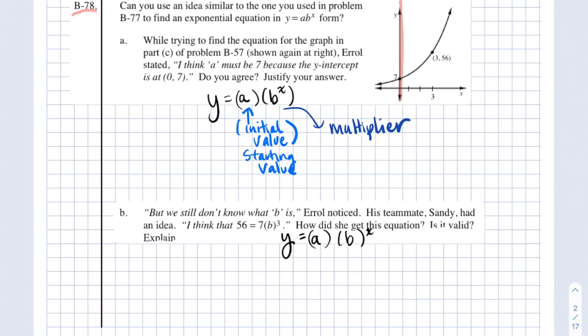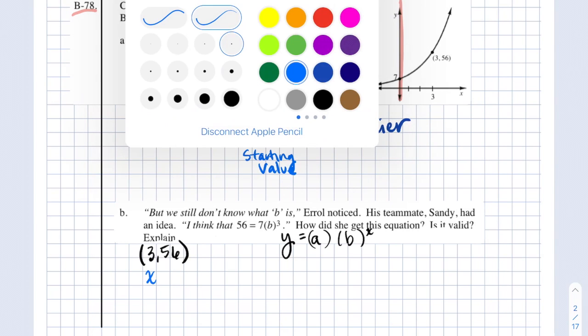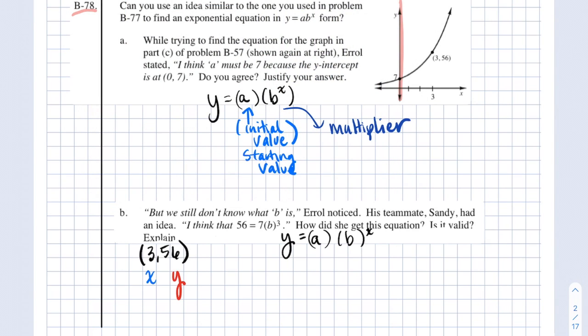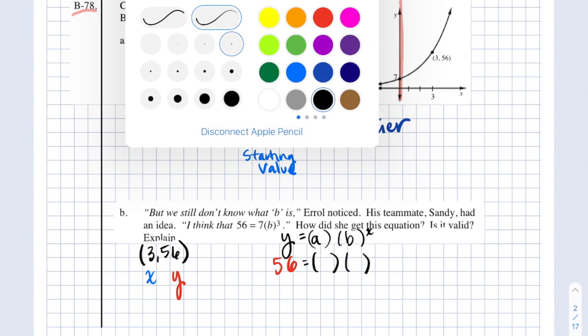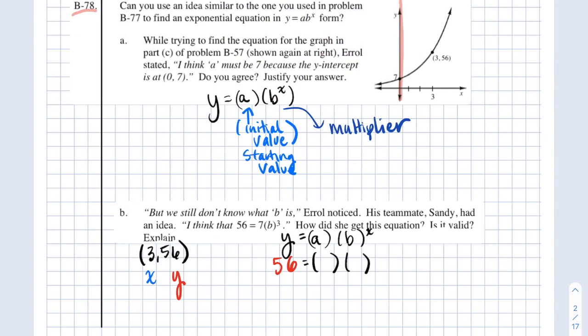We know that we are given (3, 56). We know that the x is 3 and your y is going to be 56. So we're going to plug those in. Remember to put parentheses. We know that our x is going to be 3. We know that a is going to be 7. And we don't know what b is going to be yet.